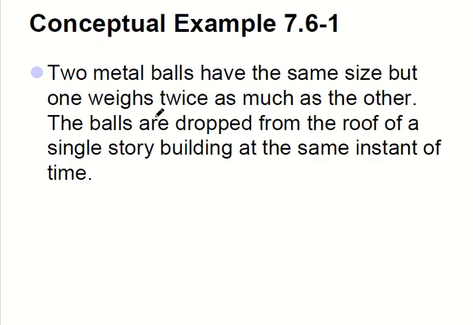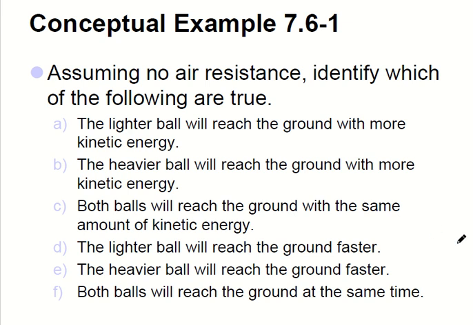Two metal balls have the same size, but one weighs twice as much as the other. The balls are dropped from the roof of a single-story building at the same instant of time. We're going to assume there's no air resistance. You're going to identify which of the following are true. The very first one is, the lighter ball will reach the ground with more kinetic energy. That's not true. It doesn't matter light or heavy. It has nothing to do with your kinetic energy, because your kinetic energy.